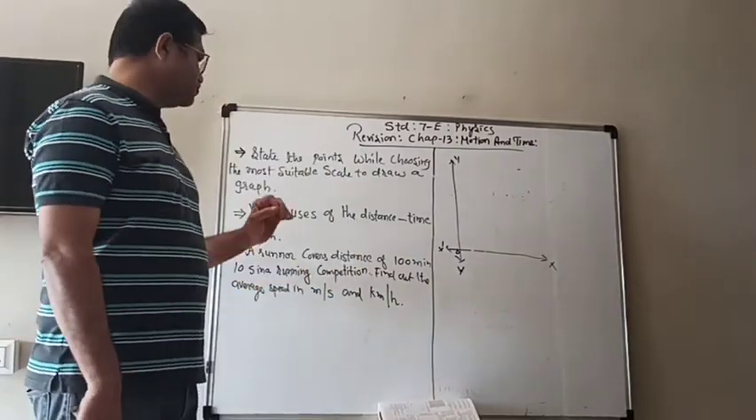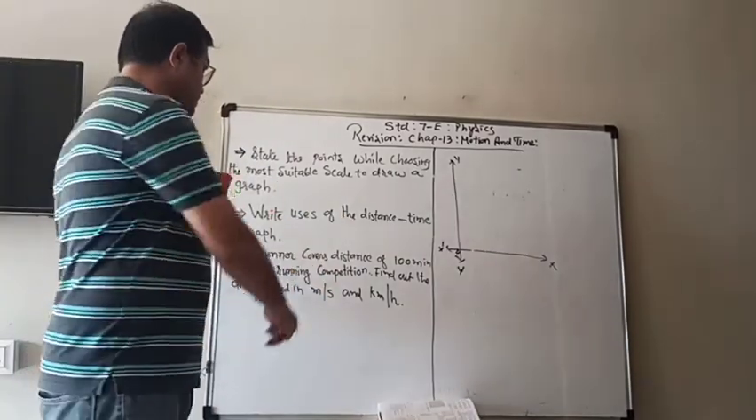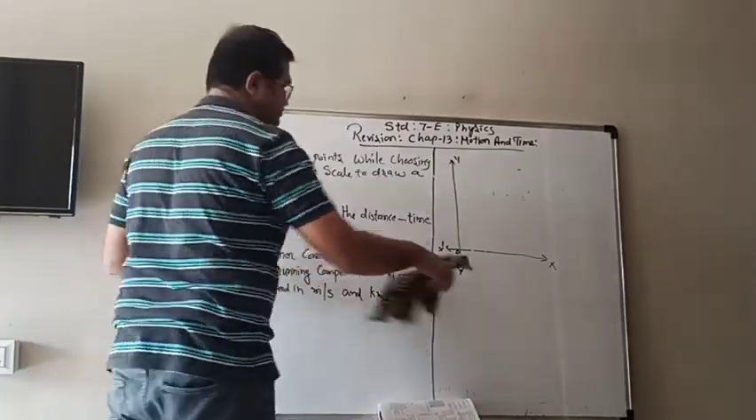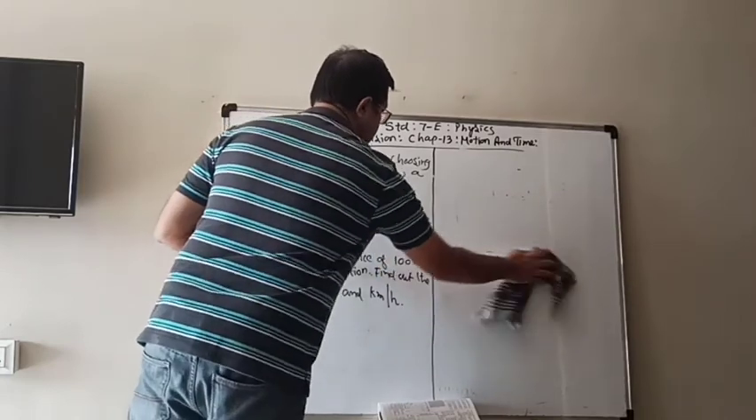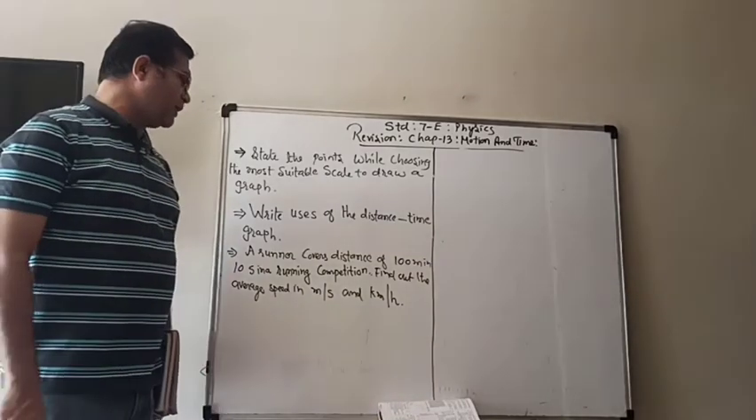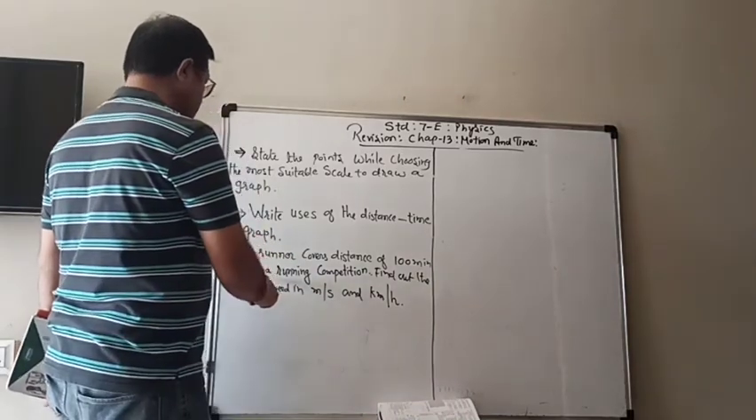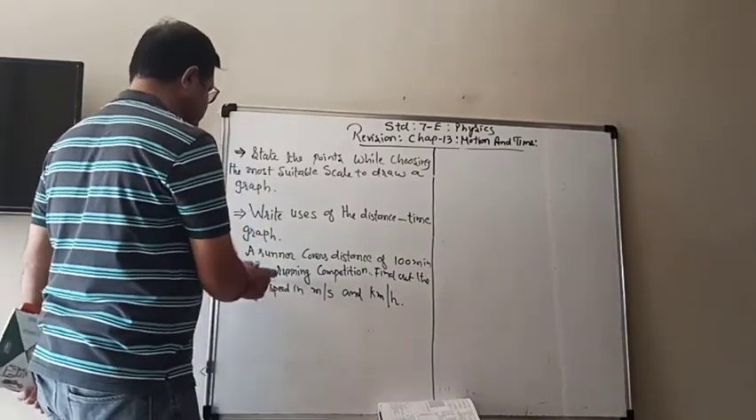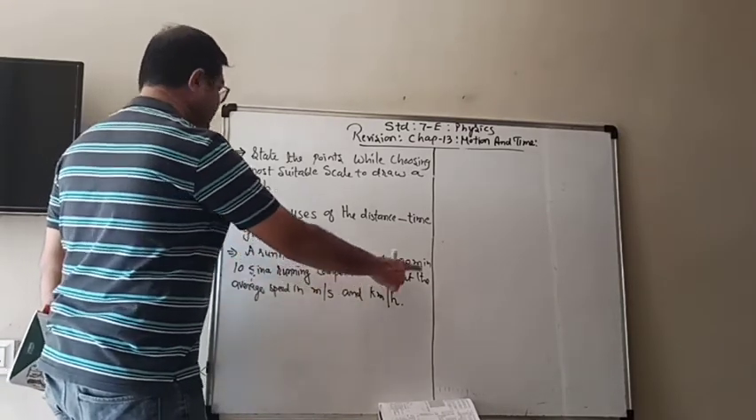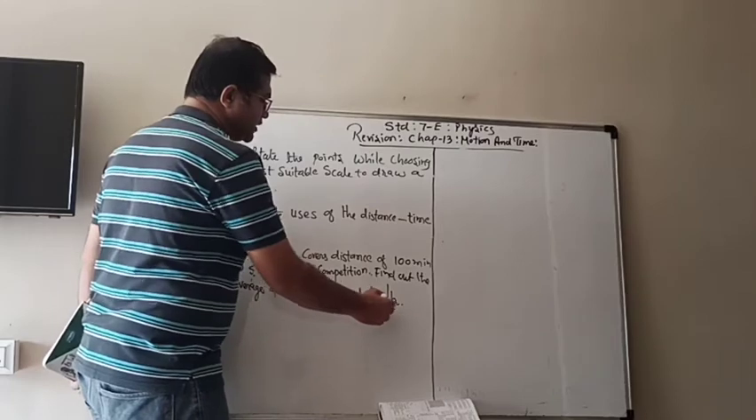Now we are going to learn about some questions regarding examples, meaning sums. Mathematics is there also. So let us do one example here. A runner covers a distance of 100 meter in 10 seconds in a running competition. Here s stands for second. Find out the average speed in meter per second and kilometer per hour.